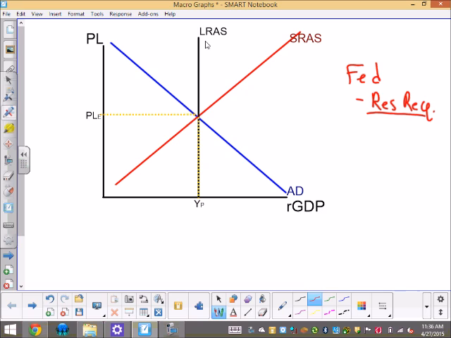So the Fed usually sets a reserve requirement, and do they use it very often? No, they do not. Remember, banks' reserves that are not required reserves are called what? Excess reserves. And what can the bank do with those at whim? Loan them out. All right, the next one here is what?